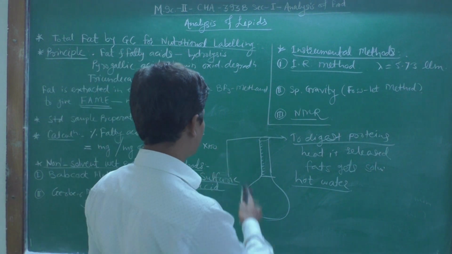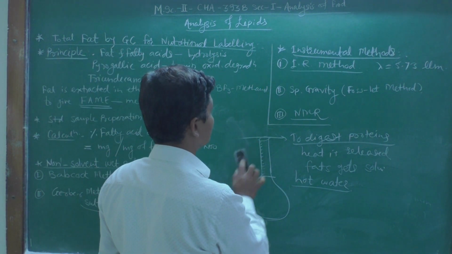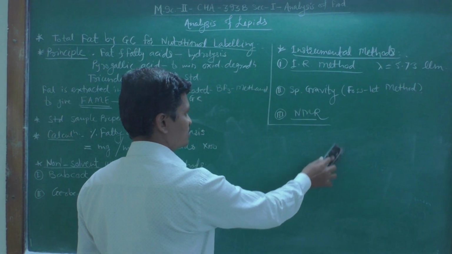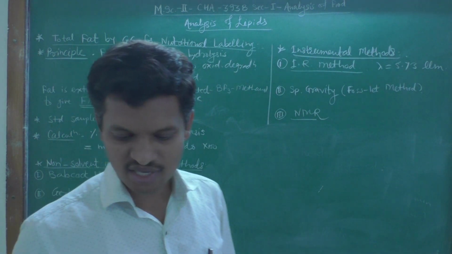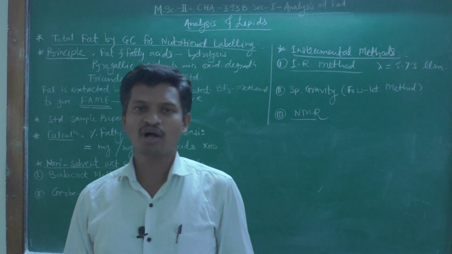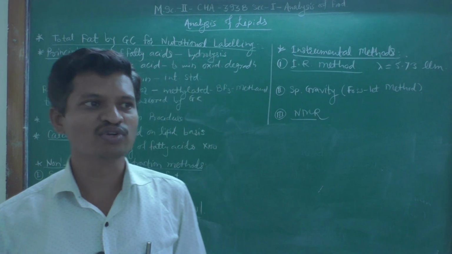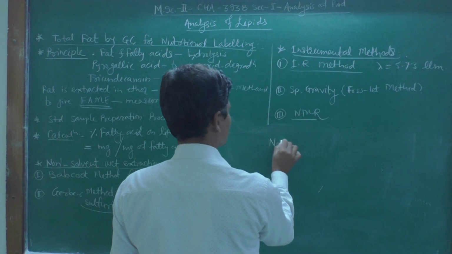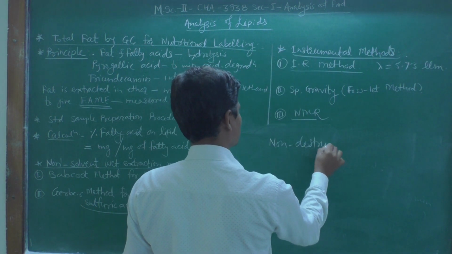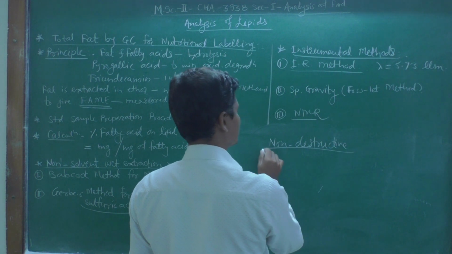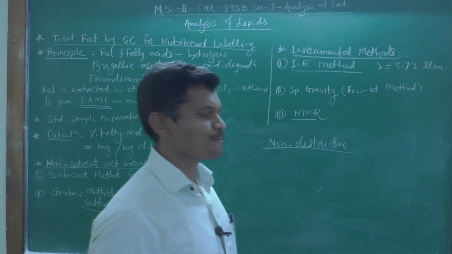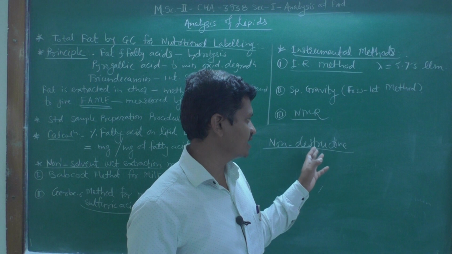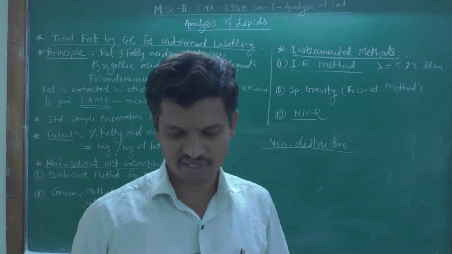Now the last topic from our chapter is the instrumental methods. What are these instrumental methods? By using instruments we can determine the amount of fat present in the food sample. These are non-destructive techniques. Non-destructive means the food sample is not degraded in this case, and hence they are called non-destructive techniques.